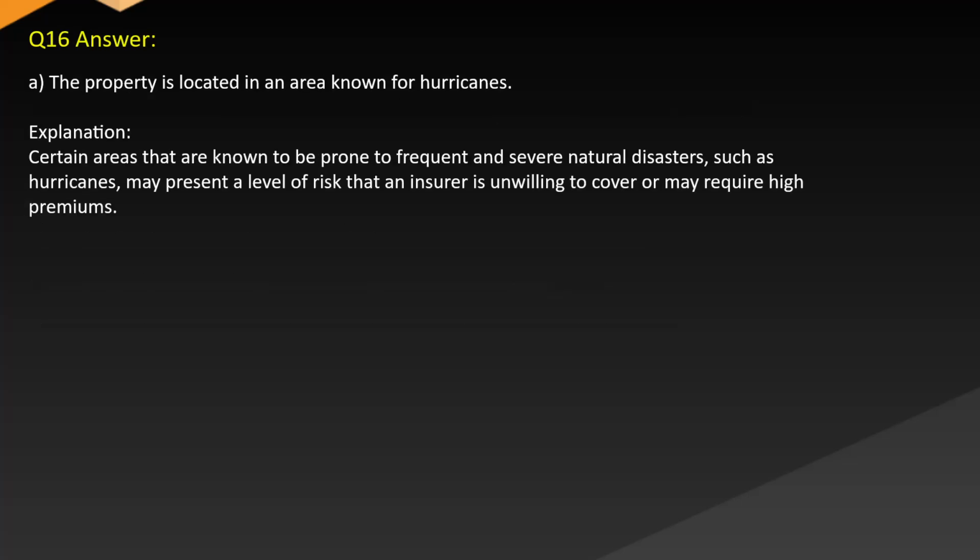Answer. A. The property is located in an area known for hurricanes. Explanation. Certain areas that are known to be prone to frequent and severe natural disasters, such as hurricanes, may present a level of risk that an insurer is unwilling to cover or may require high premiums.